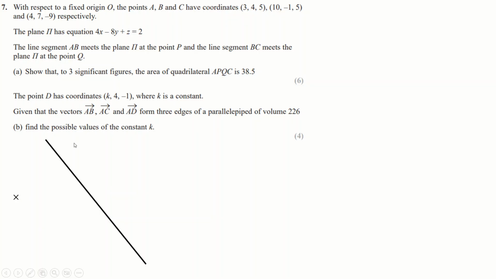So okay, let's pretend this is the point A, this is the point B, this is the point C down here. We have a line A to B which intersects the plane at P. And we also have a point C, which I'll just pretend is there. Line C to B intersects at Q. And we want to find the area of the quadrilateral, APQC, this one here.